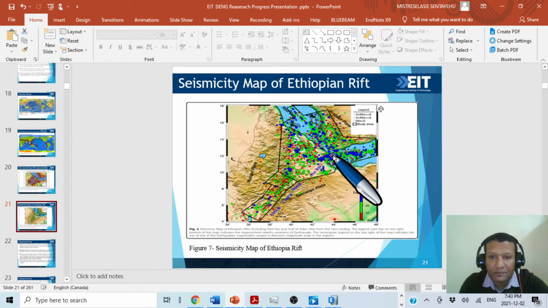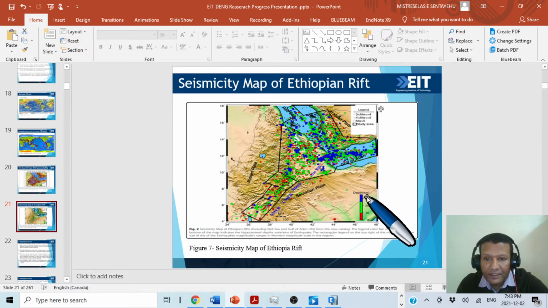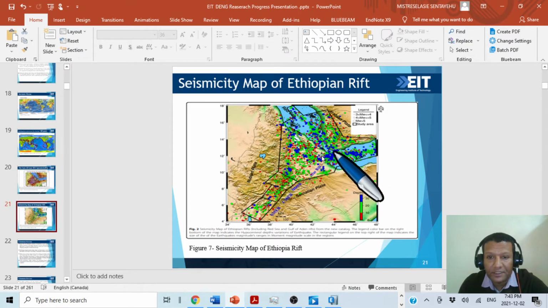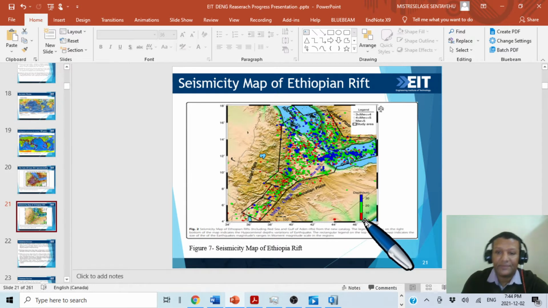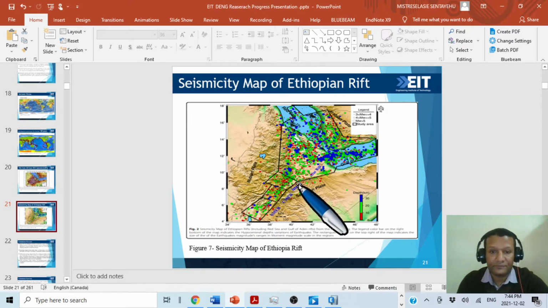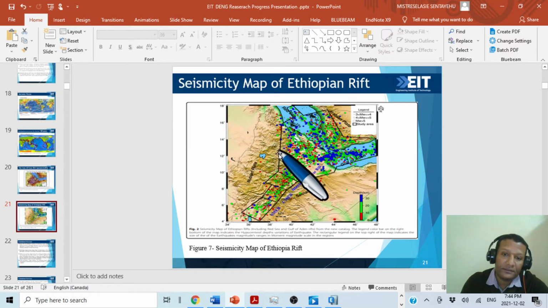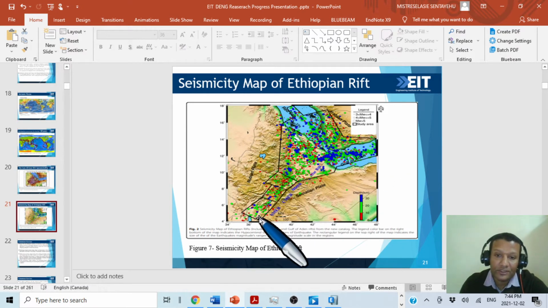For example, the blue ones are depths of around 30 kilometers down from the surface of the earth, 30 kilometers down. This one is 20. The red ones are 10. So Ethiopia is this one. Most of the earthquakes are happening in the Rift Valley area, and some are outside also.